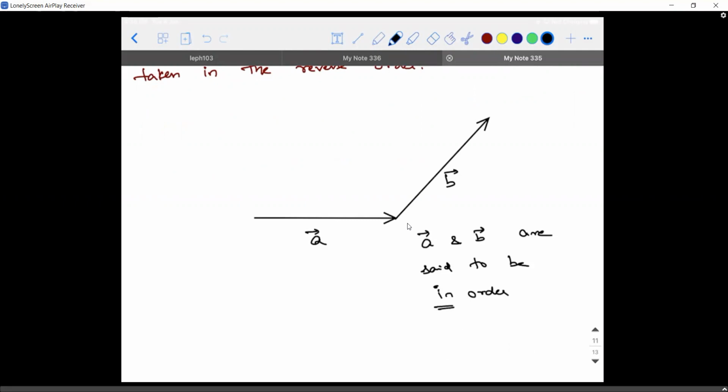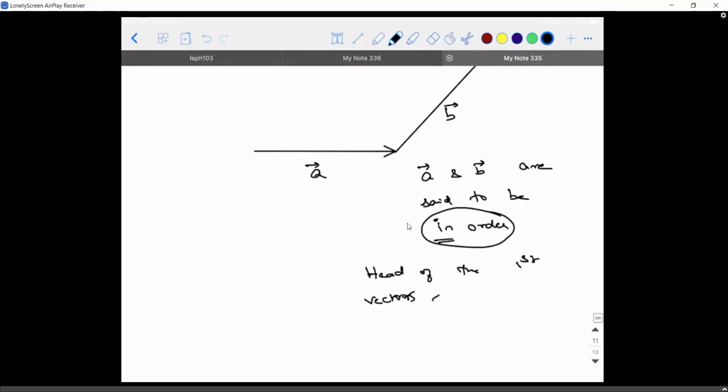By the way, did you guys understand what I mean by in order? Sir, the final point of one vector should be the starting point of the other. That's right. Very good. So when I say in order, I mean the head of the first vector should coincide with the tail of the second vector. If this happens, then you can use the words in order.